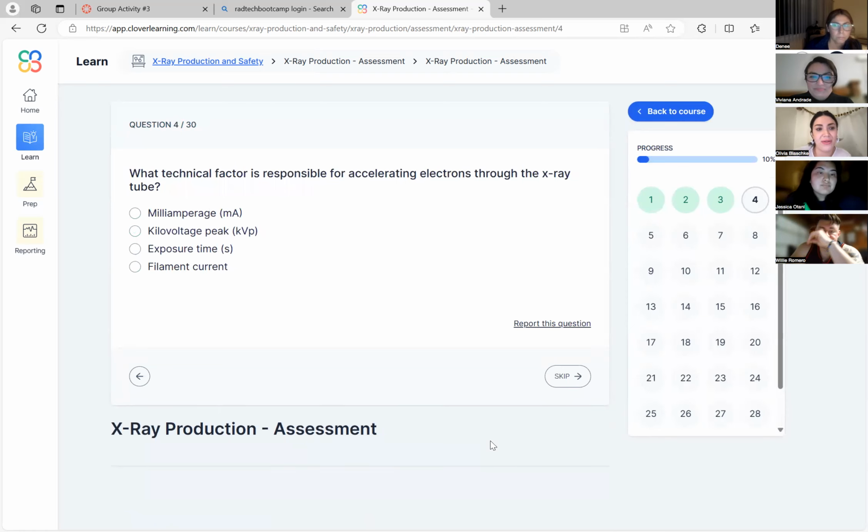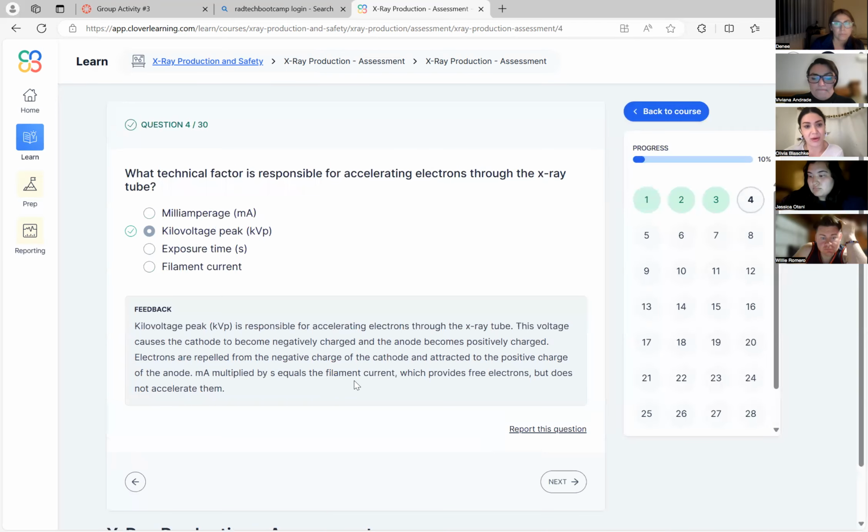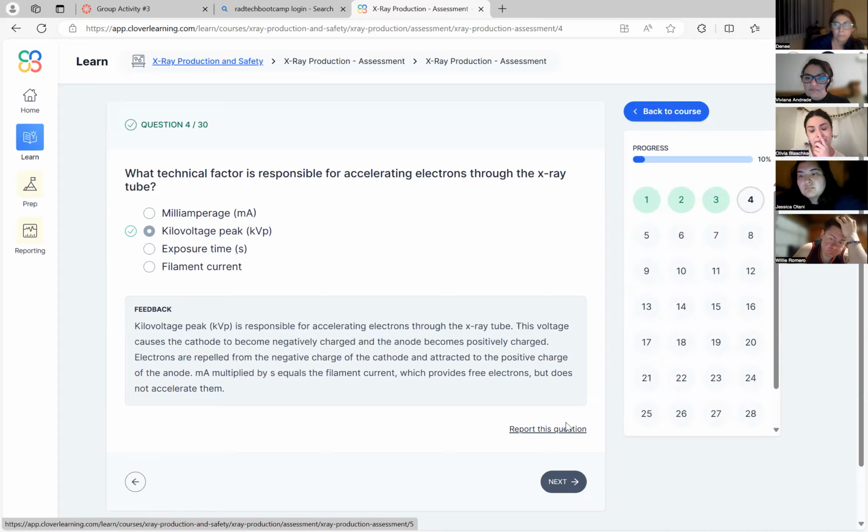Okay. Number 4, Viviana, this is your question. Okay, so what technical factor is responsible for accelerating electrons through the X-ray tube? I believe it's the kVp. Do you guys agree? Because I always remember, I think it was Professor Scolari or Chuck, that he said it's like tennis balls, like the power and the energy of how you're throwing the tennis balls would be the kVp, whereas the quantity, like the amount, is mA. So I always think of that.